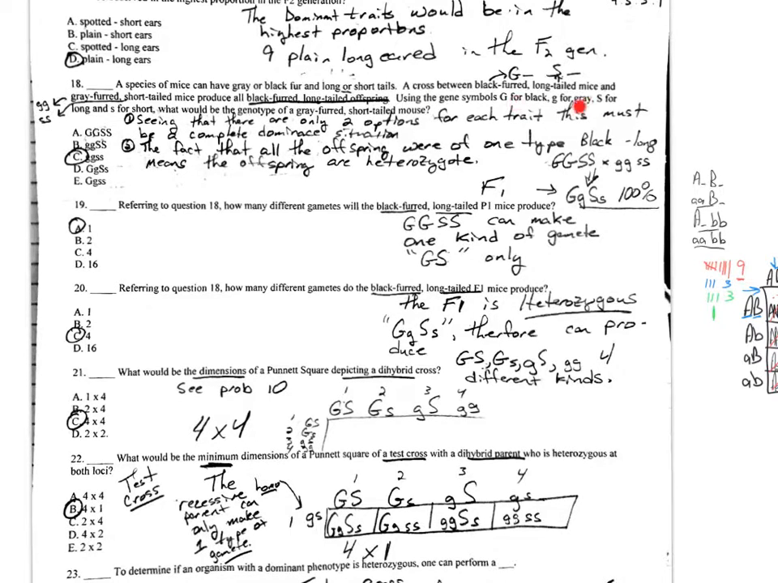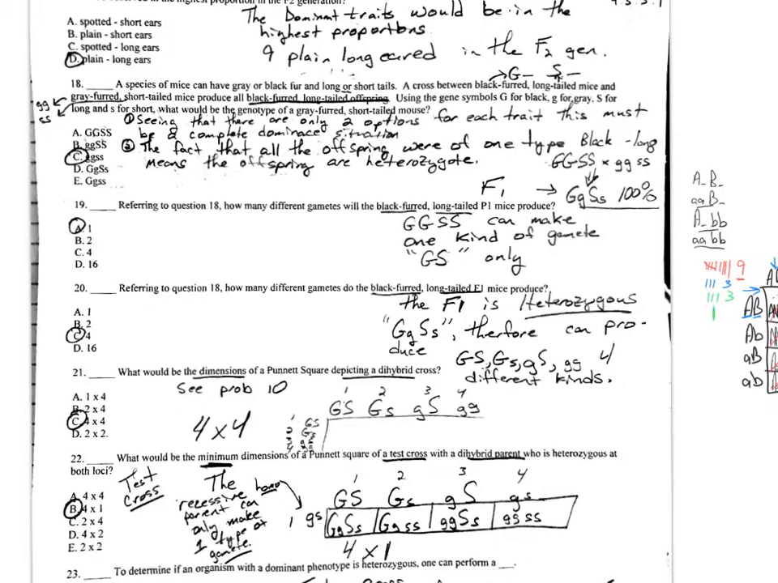So using the G and S symbols for fur and tail, what would be the genotype of the gray-furred, short-tailed mouse? That one's easy. Little g, little g, little s, little s. Done. That problem was easy.